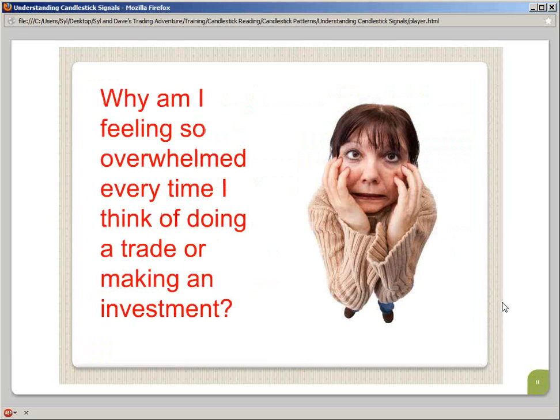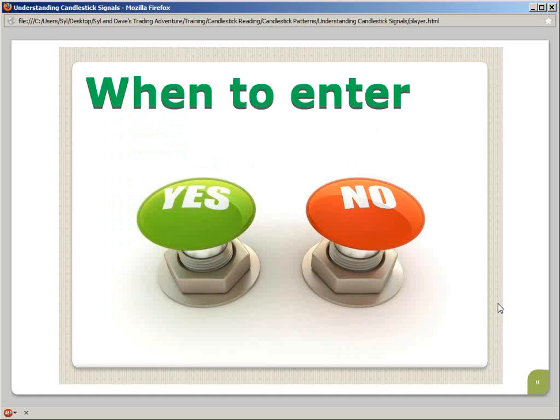Okay. So how many people have asked this question: why am I feeling so overwhelmed every time I think of doing a trade and making an investment? How many people have felt this way? Well, my hope was that, after reviewing this stuff tonight, a lot of this is going to go away. Essentially, you're going to be able to go yes or no, and you're going to know a lot more and a lot better now when to enter a trade based on what you learned.